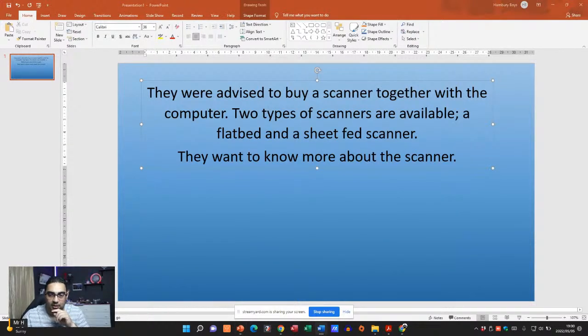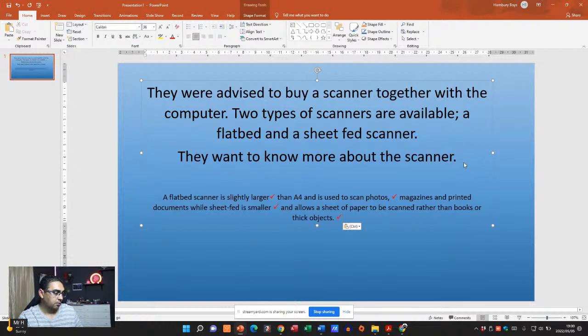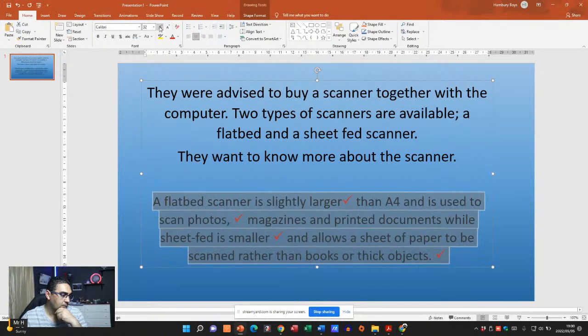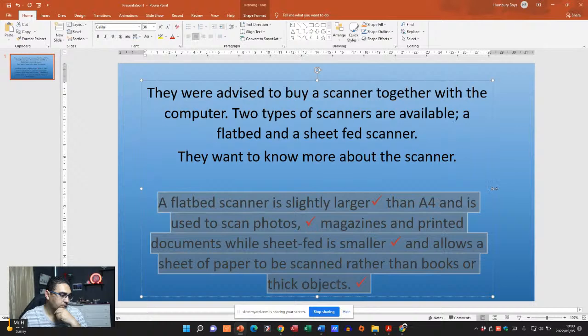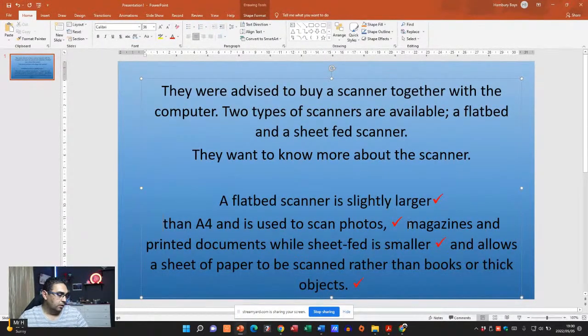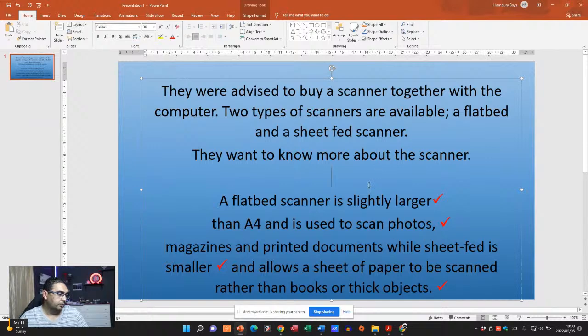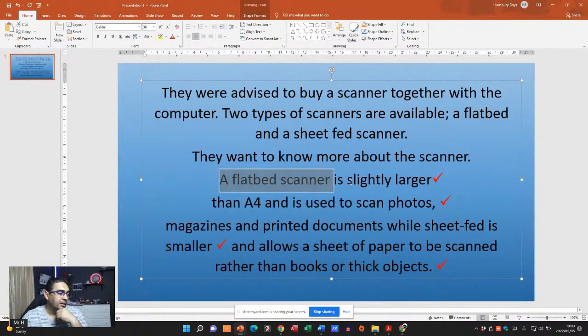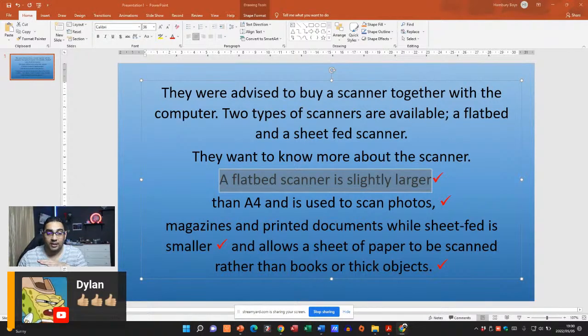And let me see if I can bring this up. This is how you're going to get your 4 marks. Okay, so number 1, a flatbed scanner is slightly larger. So there's a physical difference between your flatbed scanner and your sheet fed scanner.